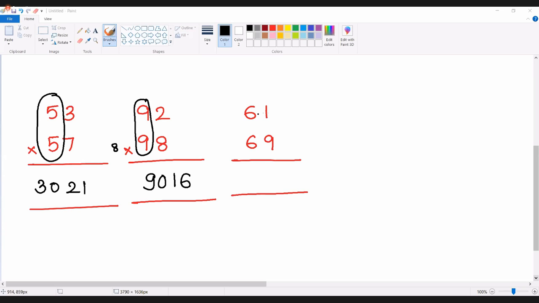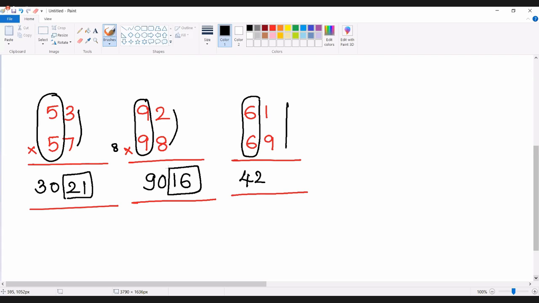So 61 into 69, 6 into 7, that is going to be 42. All of you clear here. 1 into 9 is 9. But remember, when we are multiplying 2 digits, the second part needs to be taken as a 2-digit number. So that is the reason 1 into 9 is 9, because we are multiplying 2 digits. Answer should take 2 places. Take it as 09. Answer choice is 4209.